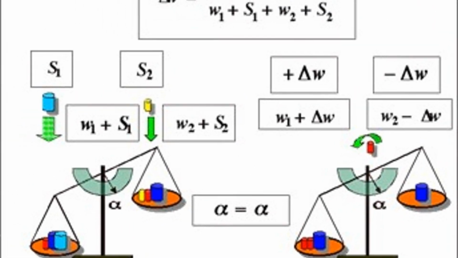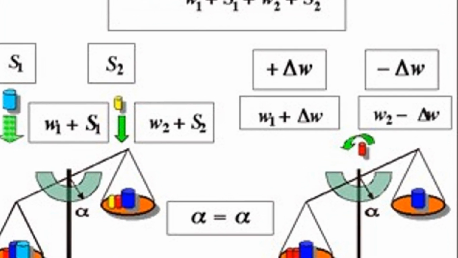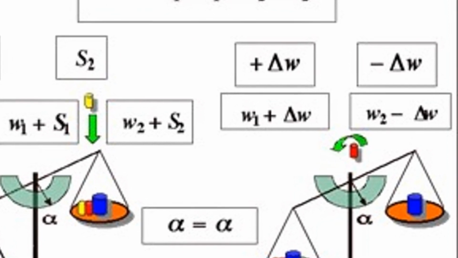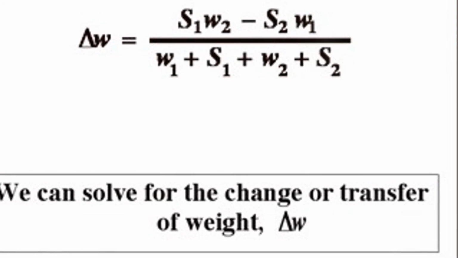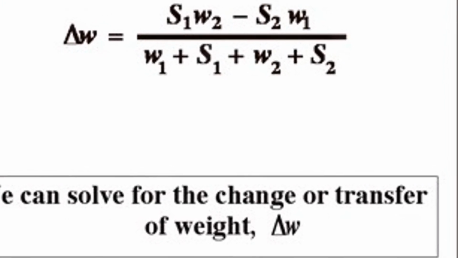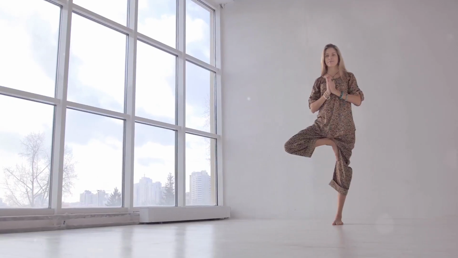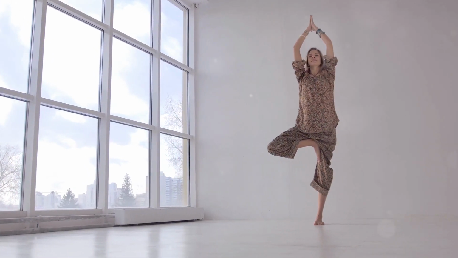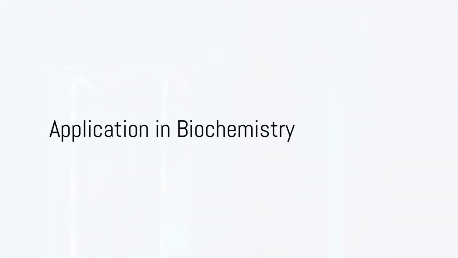Now, how does this tie into Weber's law? Well, Weber's law states that the difference threshold, or the minimum difference in stimuli required to perceive a change, is a constant proportion of the original stimulus. In the context of our balance, this means that the noticeable difference in weight, which is the delta W term, is proportionate to the total original weight. This law is fundamental in sensory perception, explaining why small weight differences are more noticeable on a light balance than a heavy one.